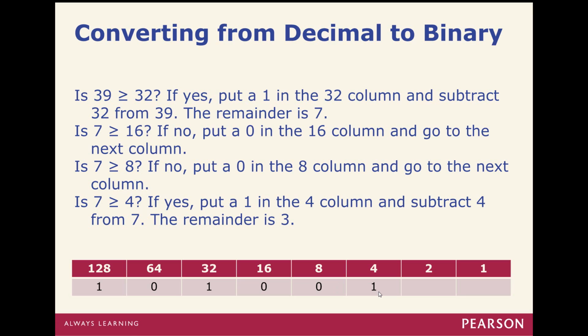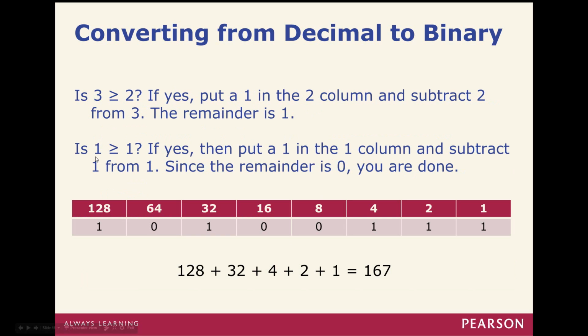Is 7 greater than or equal to 4? It is, so we put a 1 there. We subtract the 4 from 7, and we get a remainder of 3. Is 3 greater than 2? It is, so we put a 1 in the 2 column. We subtract 2 from 3, we get 1. And 1 is equal to 1, so we put a 1 there as well. We can check that by going back, and everywhere we have a 1, adding those values together, and we get back to 167, our original number. So that's how you convert from decimal to binary.